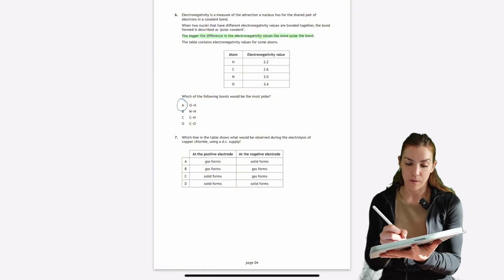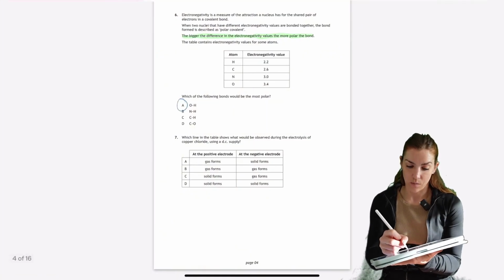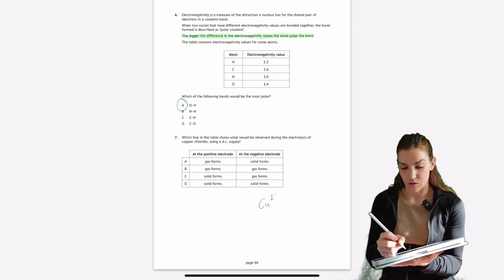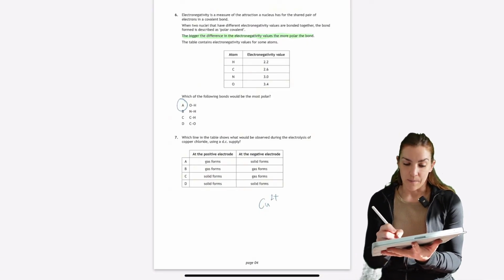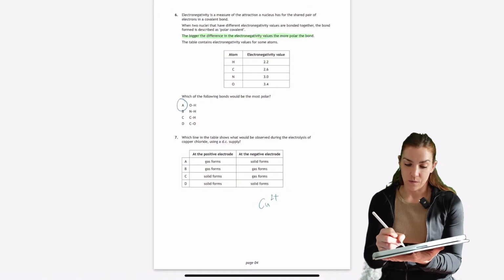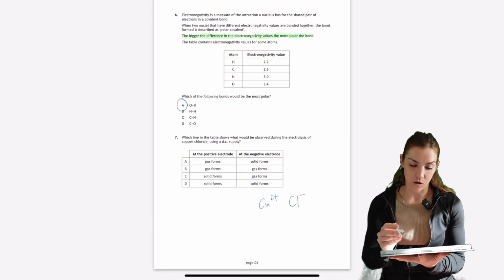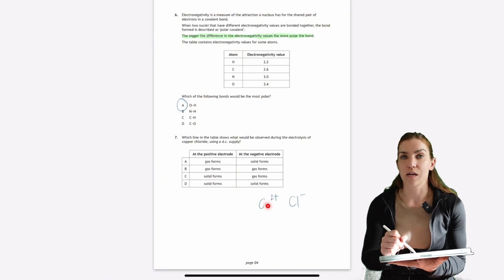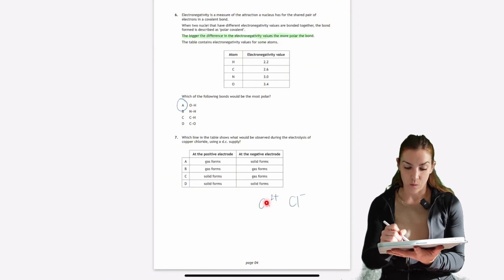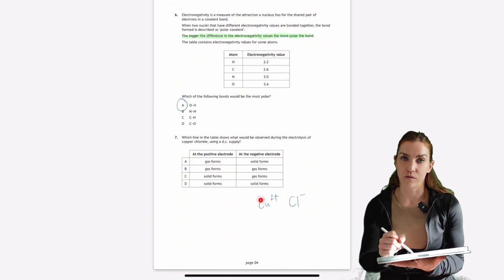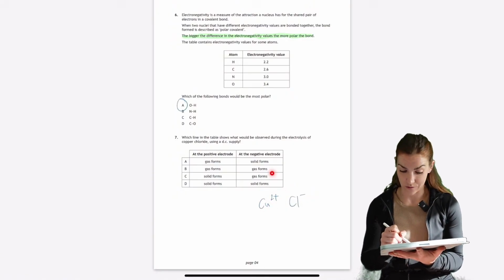So if you've got copper chloride, you're going to have copper ions, which are always positive because they are metal. Normally you get copper 2 positive. And chloride ions we know are negative, Cl minus. So because our copper ions are positive, they're going to migrate to the negative electrode where they will become solid copper, because we don't ever know of copper being a gas, so it's going to have to be a solid.